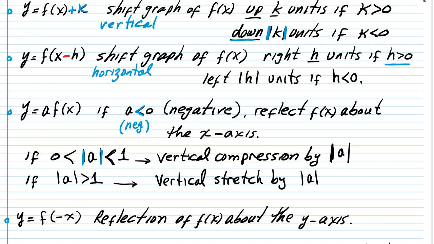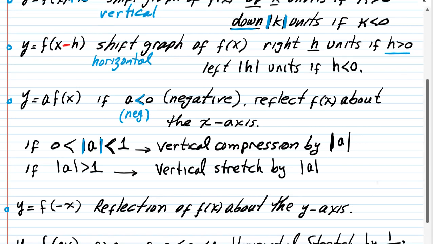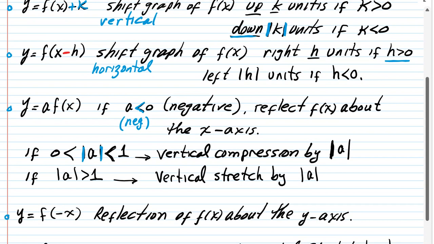Okay, and the next one is going to be f of negative x. This time we have the negative inside parentheses. So we replace x with negative x, in other words. This will cause a reflection of the function about the y-axis.